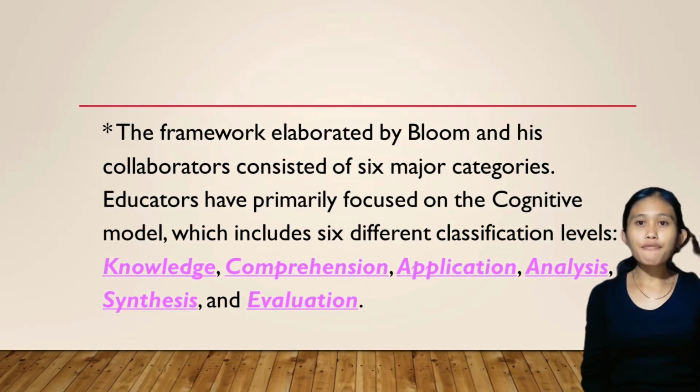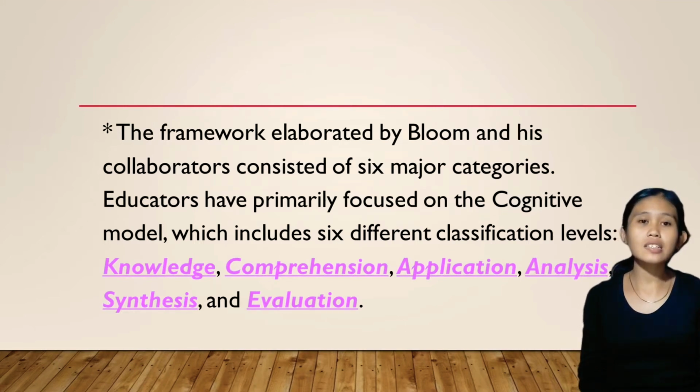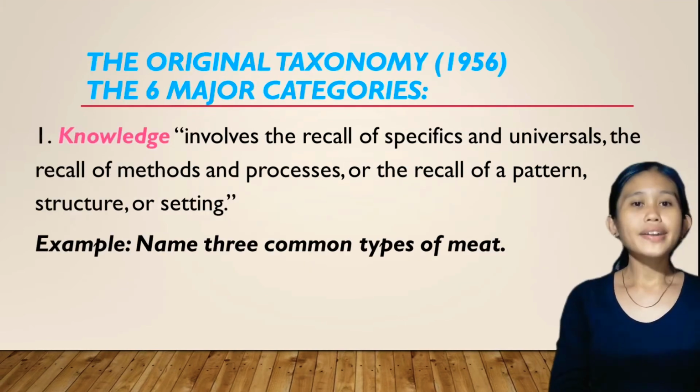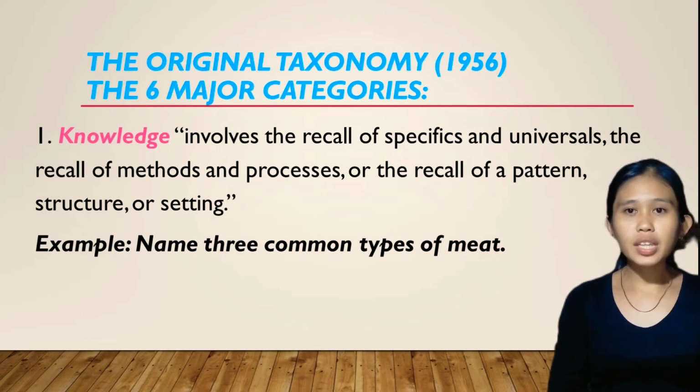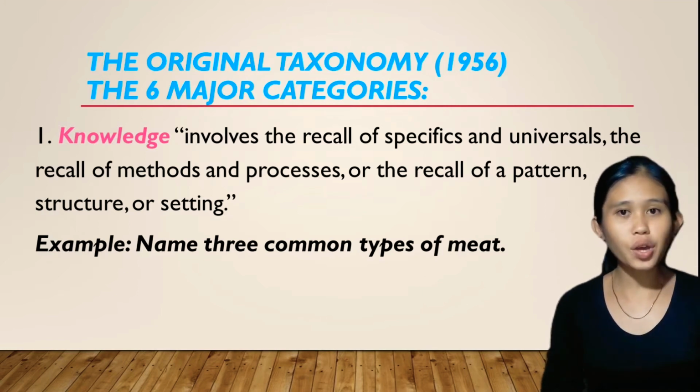Did you know that the first three elements, knowledge, comprehension, and application, represent lower levels of cognition and learning, while analysis, synthesis, and evaluation are considered higher order skills? And now let's talk about the original taxonomy of 1956. The six major categories of the original taxonomy.